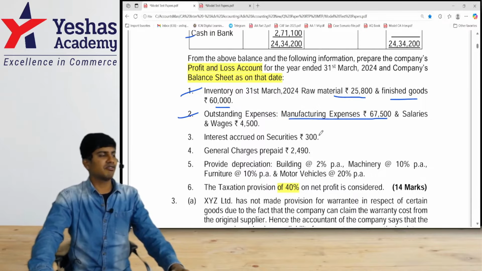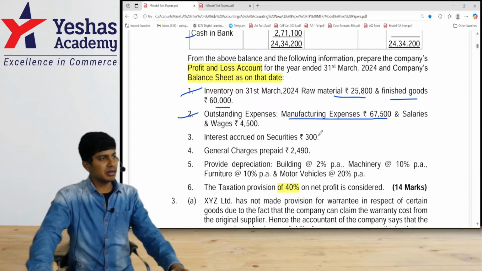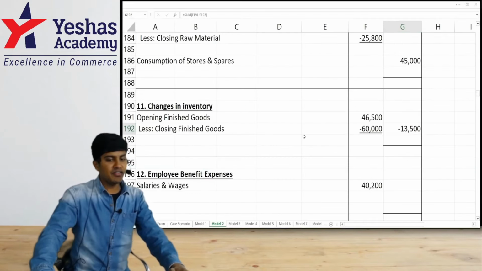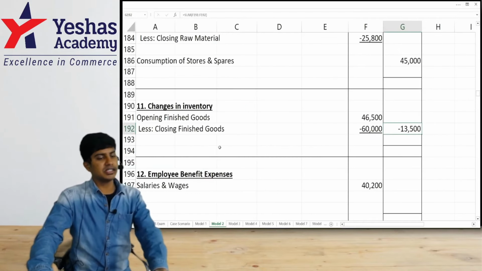Outstanding expenses. Manufacturing expenses 67,500. It is expense, but it's not paid. So it is expense and liability. Manufacturing expense 67,500. I'll write in other expenses. See, 2,70,000 is waiting. I'll add outstanding 67,500 to make it 3,37,500. And because this 67,500 is not yet paid, it will become liability. Where? Other current liability. I'll write outstanding manufacturing expenses 67,500.